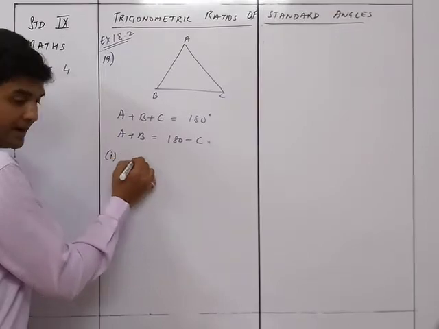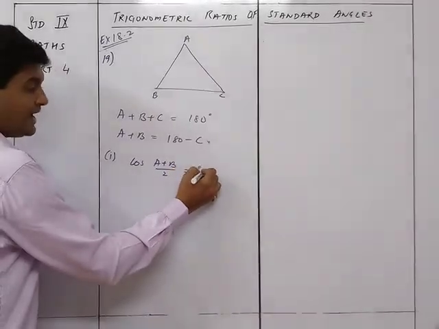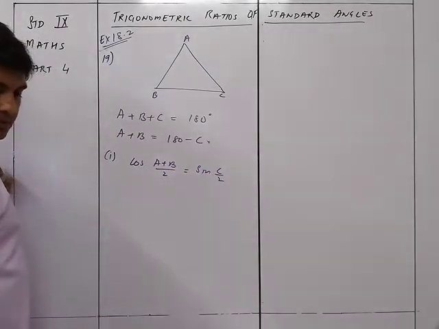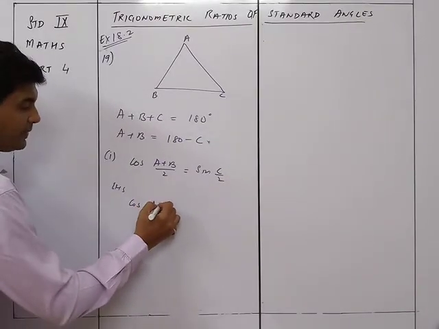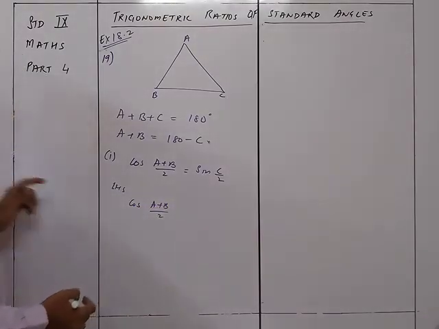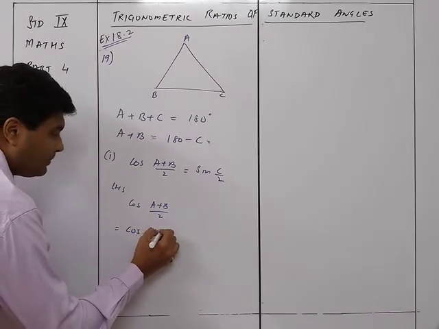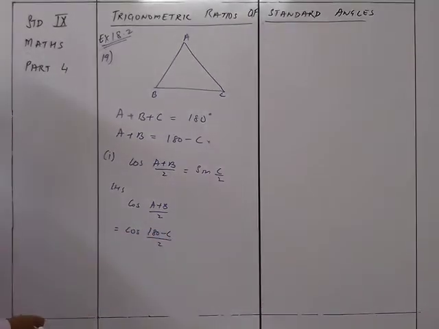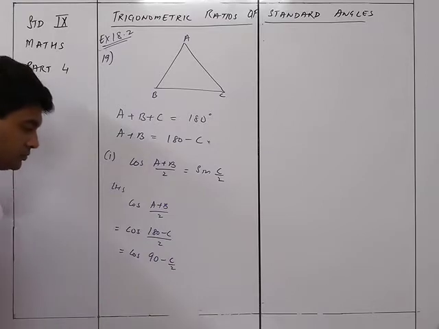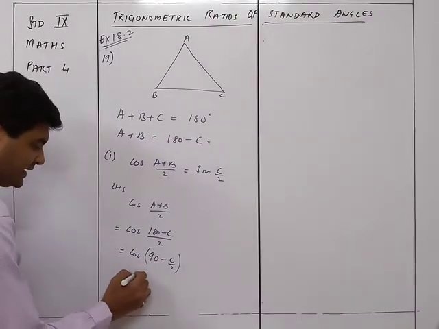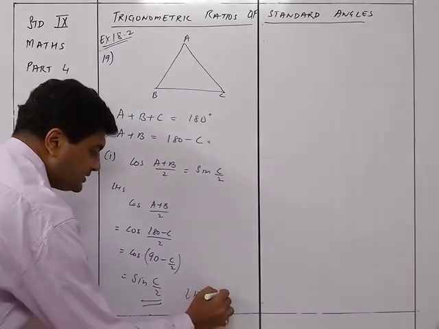First part is to show that cos of A plus B upon 2 is equal to sin C upon 2. Okay, let's see. So we'll take the LHS. Cos A plus B upon 2. Instead of A plus B, I can write 180 minus C, so it is cos 180 minus C upon 2. So it is nothing but cos 90 minus C upon 2. But what is cos 90 minus theta? It is sin theta. So it is sin C upon 2. Therefore LHS is equal to RHS.